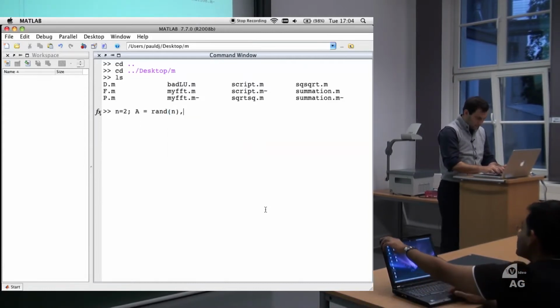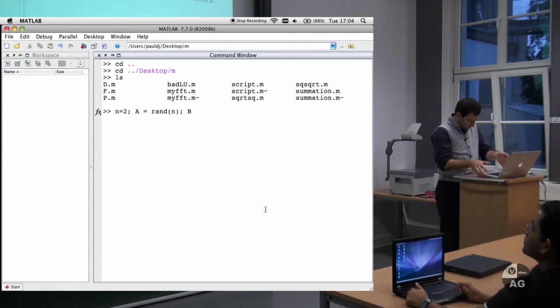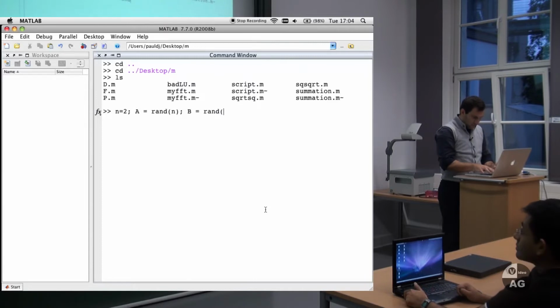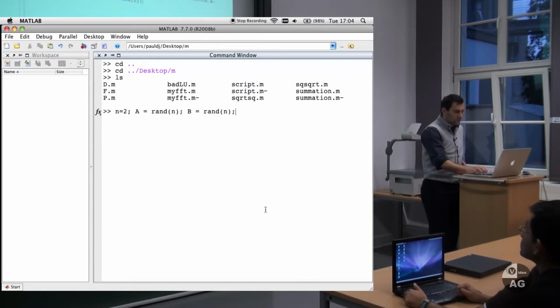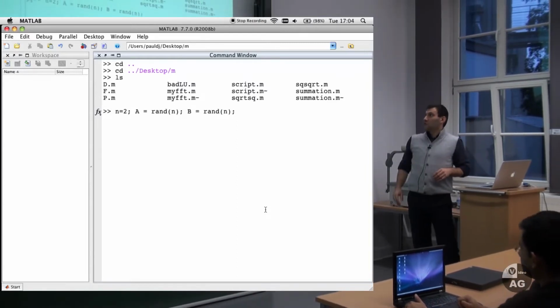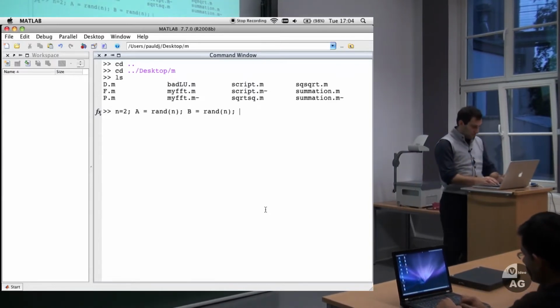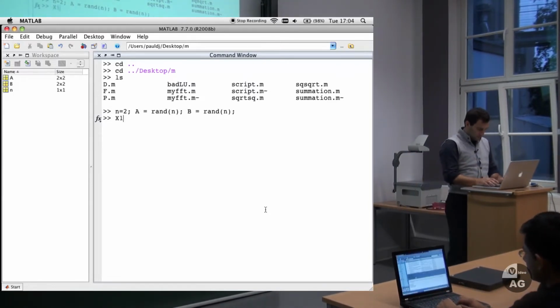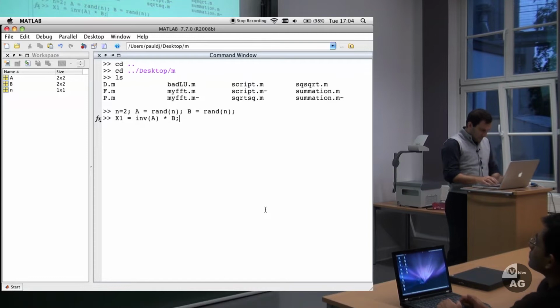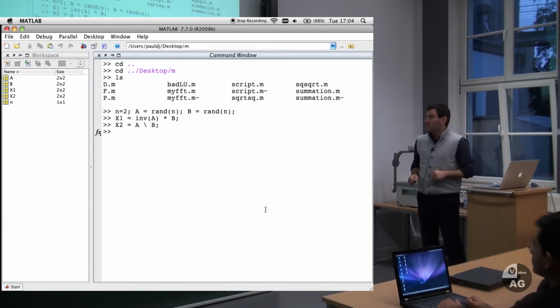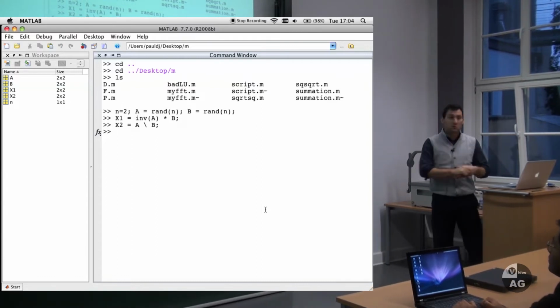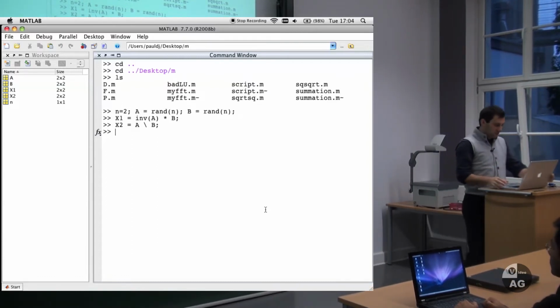A equals rand of n, b also rand of n, and we want to compute the solution of Ax equals b in two different ways. So x1 equals inv of A times b, and x2 equals A backslash b. Okay. Now, these guys should be the solution of a linear system. Let's see if it's true.